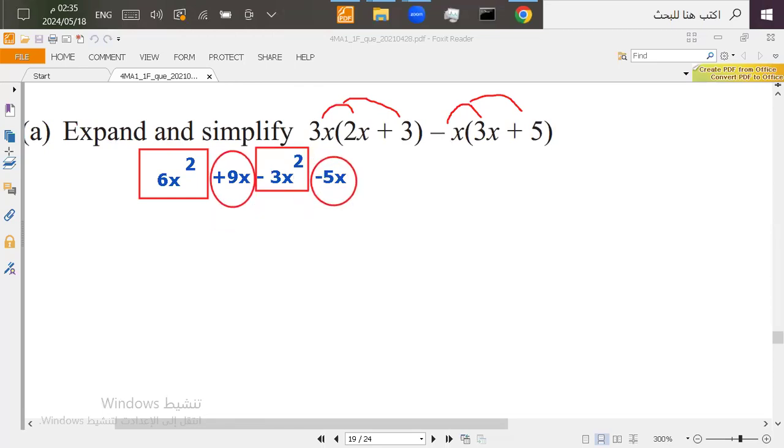Okay. So 6x squared minus 3x squared is going to be 3x squared, or power 2. When we subtract and add, we don't change the powers. Now, 9 minus 5x is going to be positive 4x, like this. And this is the final answer for this question. So 3x squared plus 4x.